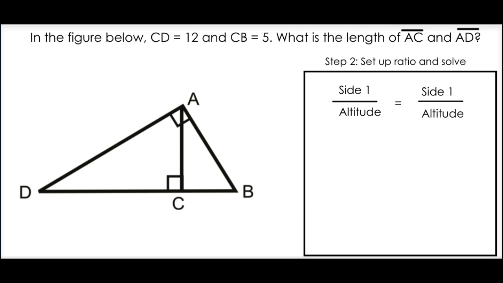All right, we're going to get a little more difficult here. In the figure below, CD is equal to 12, which is right over here, and CB is equal to 5, which is over here. What is the length of AC and AD? Well, you're lucky. I'm going to teach you a little trick for this one, and it only works for these kind of problems. When you have the two bottom pieces, like over here, C to D and C to B, you can use the trick that I set up for you right here, which is side 1 over the altitude equals the altitude over side 2.